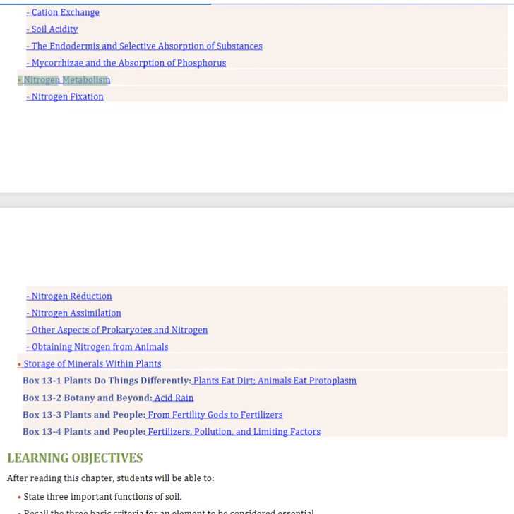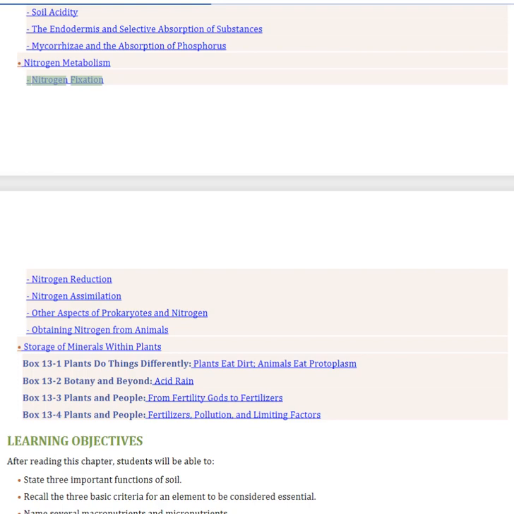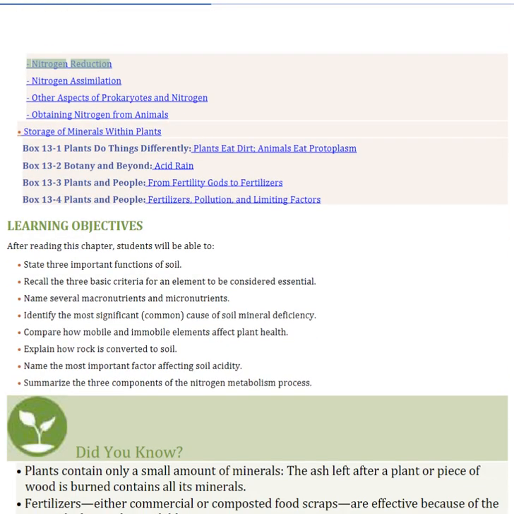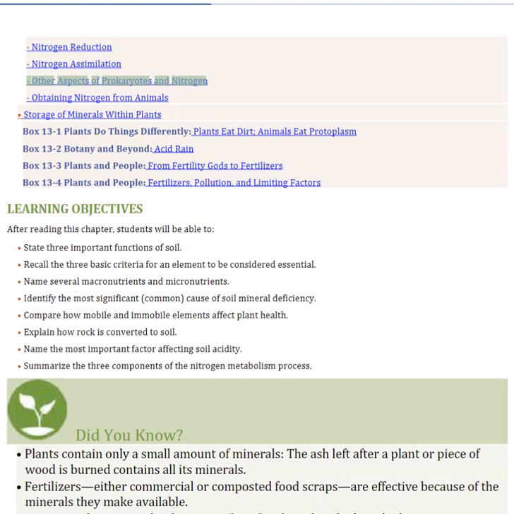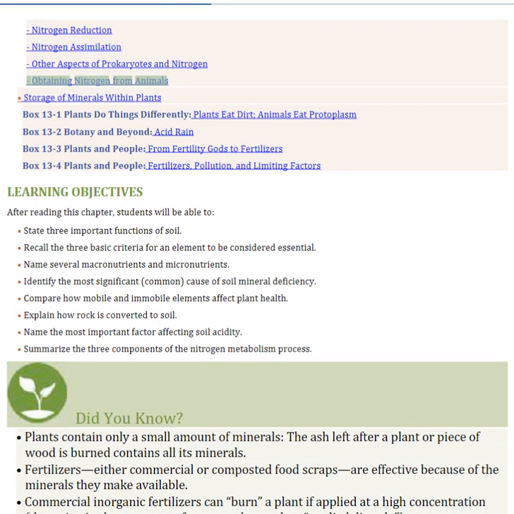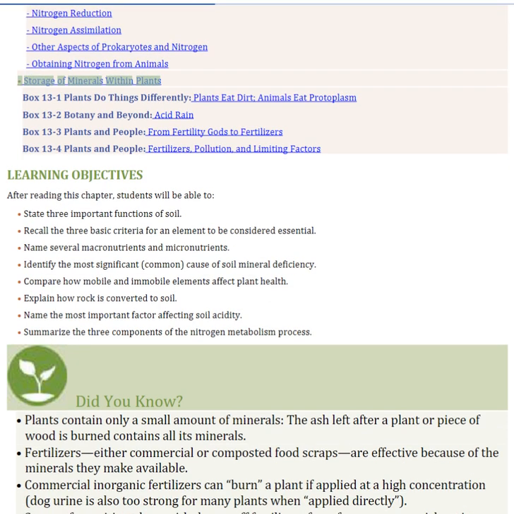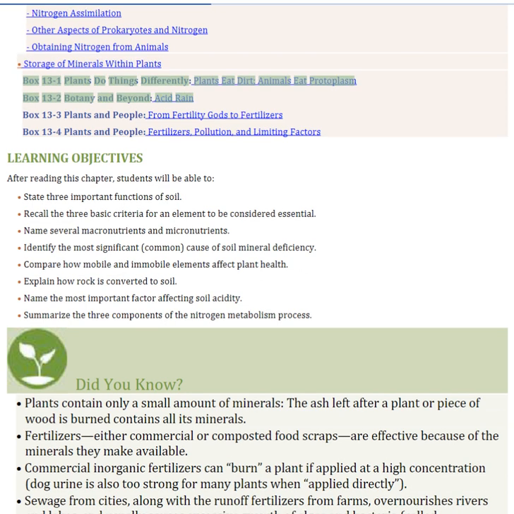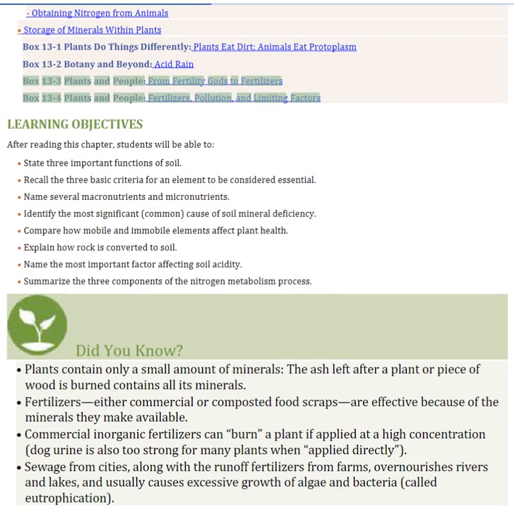Nitrogen metabolism. Nitrogen fixation. Nitrogen reduction. Nitrogen assimilation. Other aspects of prokaryotes and nitrogen. Obtaining nitrogen from animals. Storage of minerals within plants. Box 13-1 Plants do things differently: Plants eat dirt, animals eat protoplasm. Box 13-2 Botany and beyond: acid rain. Box 13-3 Plants and people: from fertility gods to fertilizers. Box 13-4 Plants and people: fertilizers, pollution, and limiting factors.